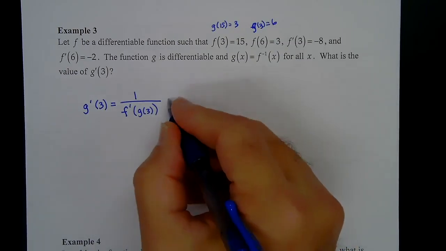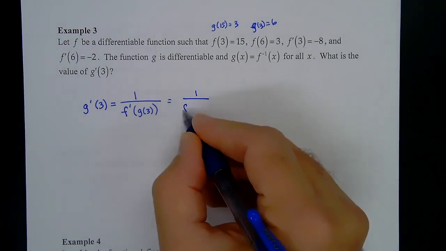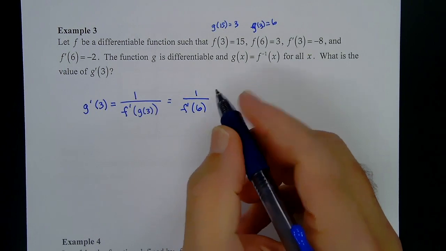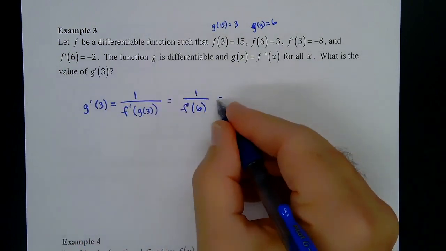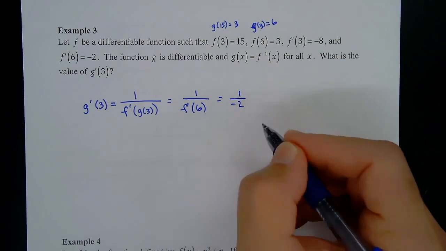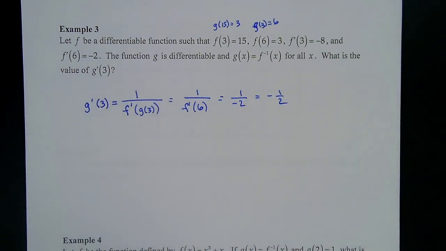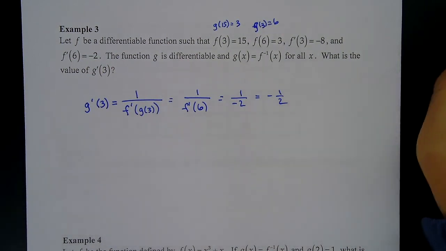So that makes this 1 over f prime of 6. And if we look, f prime of 6, they gave it to us. It's -2. So this is 1 over -2, or -1/2. And that's the derivative g prime of 3. And in this problem, we didn't even have f or g, right? Like, blows me away. All right, next problem.